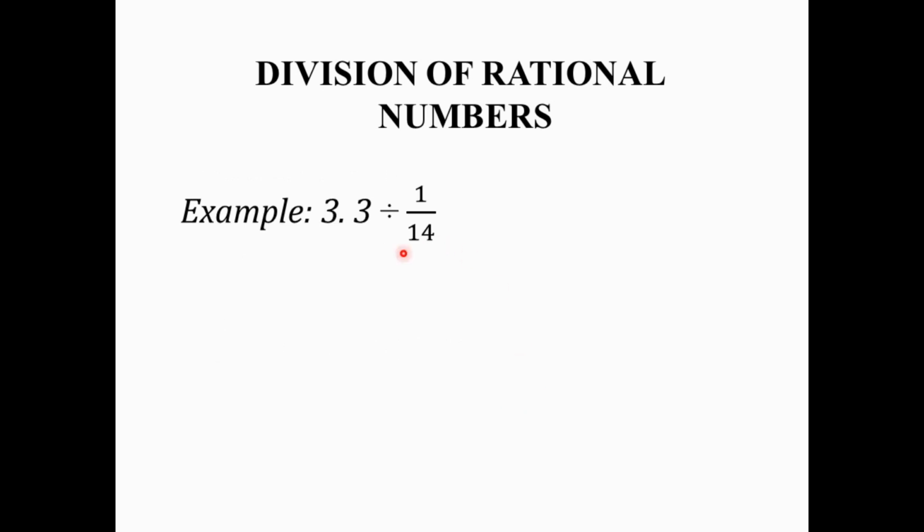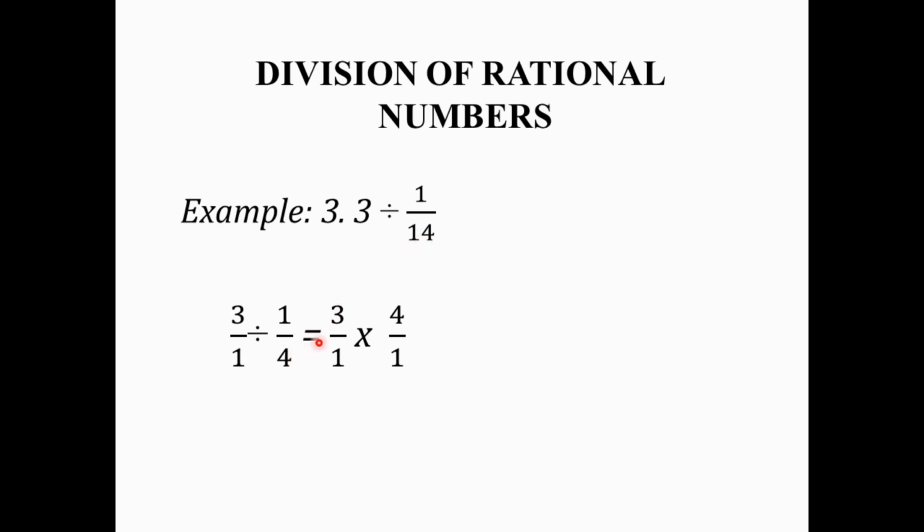Example number 3, 3 divided by 1 over 4. Okay guys, sorry for this. This is 4. And again, 3 can be transformed into 3 over 1. So, divided by 1 over 4. So again, this is not 14, this is 4.